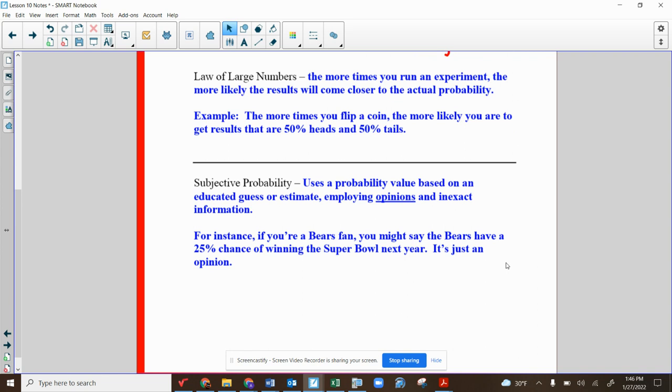All right, and then the subjective, like I was talking about earlier, if it's what you think. For instance, if you're a Bears fan, you might think that the Bears have a 25% chance of winning the Super Bowl next year. That's probably a generous probability, but nonetheless, if you're a super Bears fan, maybe you think that.